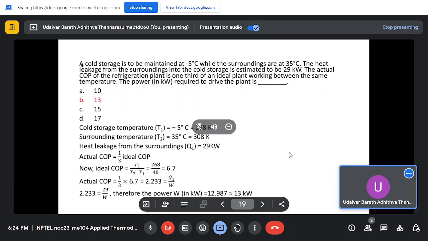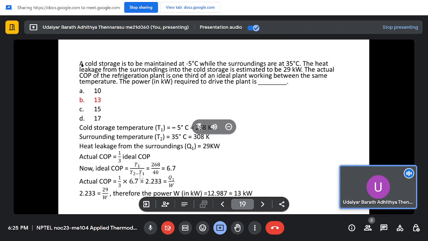So let's see how to solve this. We know the two temperature levels, minus 5 and 35, so correspondingly the temperatures are 268 Kelvin and 308 Kelvin. Now the heat leakage coming in is the heat load of the system, so it's 29 kilowatt, for which you have to run the system continuously. Now the actual COP is 1/3 of the ideal COP. The ideal COP is nothing but the Carnot cycle COP, which will be T1 by T2 minus T1.